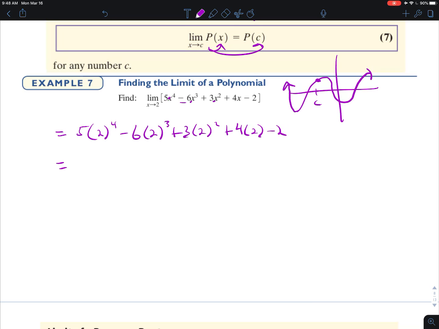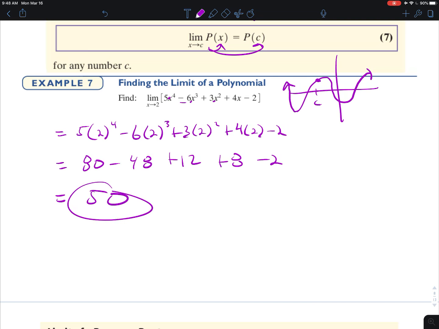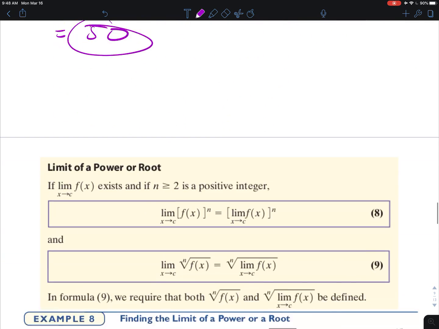and knock out all of this. We've got 80 minus 48 plus 12 plus 8 minus 2. Let's see, we've got minus 50 and 100. It's 50. There we go. So that would be the limit as x approaches 2 of that polynomial.